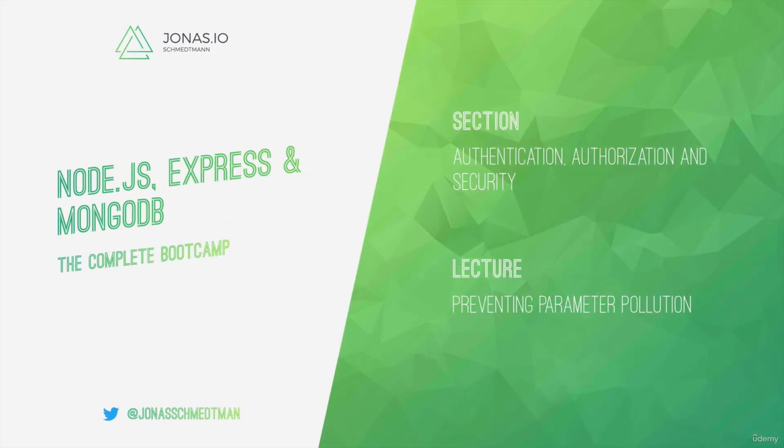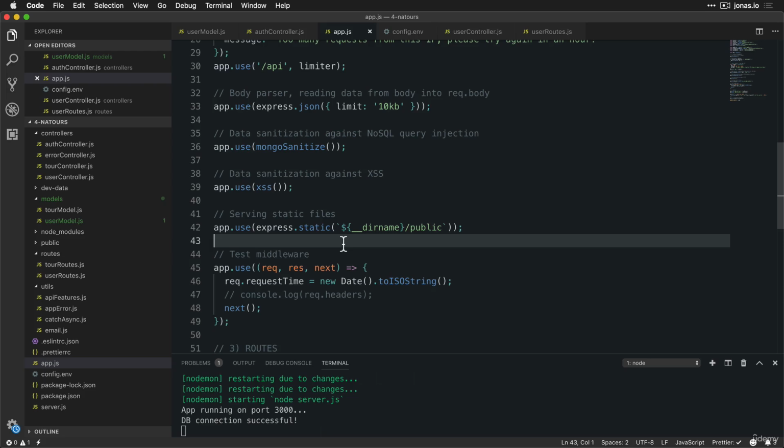Welcome to the last video of this section. And in this one, we're going to be preventing parameter pollution using yet another npm package. But before installing that package, let's go ahead and take a look at the error. But before doing that, let's head over to Postman and see why we actually need to prevent parameter pollution in the first place.